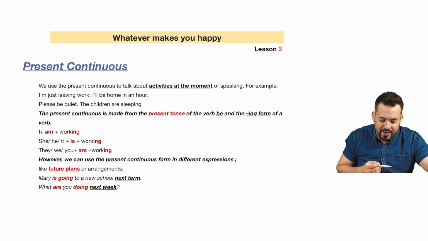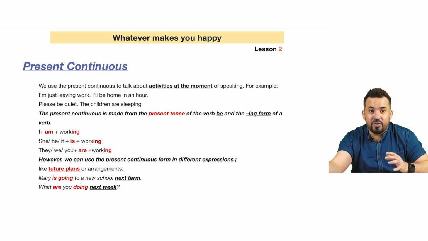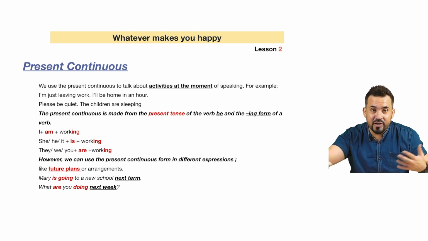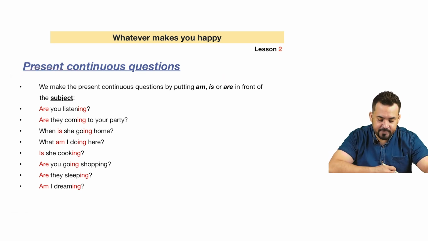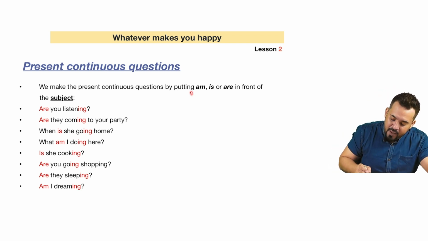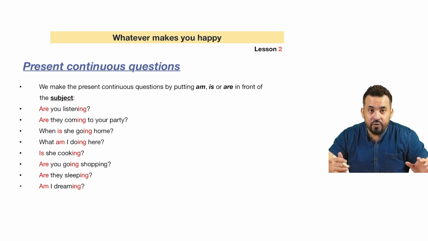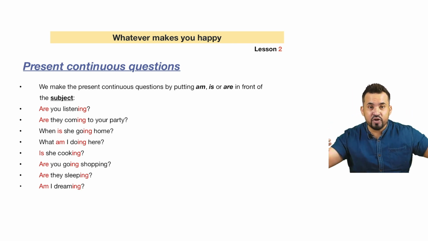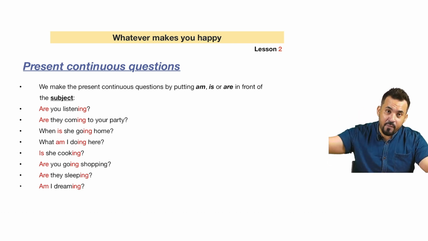What are you doing next week? This is a question form, but we use the present continuous because we are asking someone about their plan or their future arrangement for next week. We make present continuous questions by putting am, is, or are in front of the subject. So basically, we reverse the order. Instead of subject plus verb to be, it will be verb to be plus subject if we are making an auxiliary question. Because remember, is, am, are are auxiliaries.